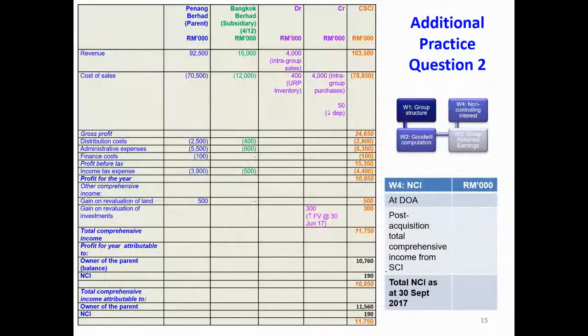Okay, working number 4, this part here don't need to copy. This one is your consolidated P&L. You already have the answer earlier. I need the answer here actually to fit into your working number 4. Okay, working number 4 here is NCI.